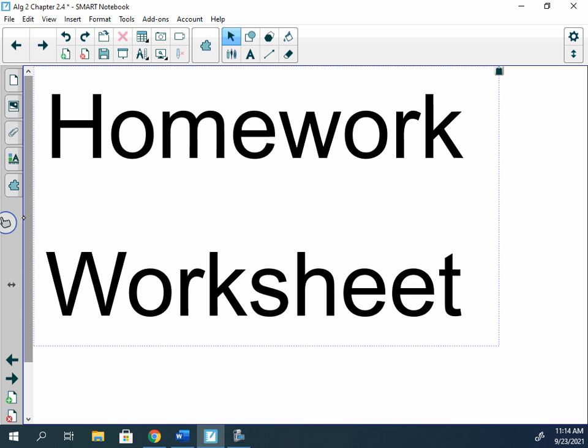So the makeup day is not tomorrow. The makeup day will be on Monday. The review sheet I will give you on Tuesday. We will go over the review sheet on Wednesday, which means your test is on Thursday. Your test over this chapter is on Thursday, which also means all the homework is due by the end of the day, Thursday.